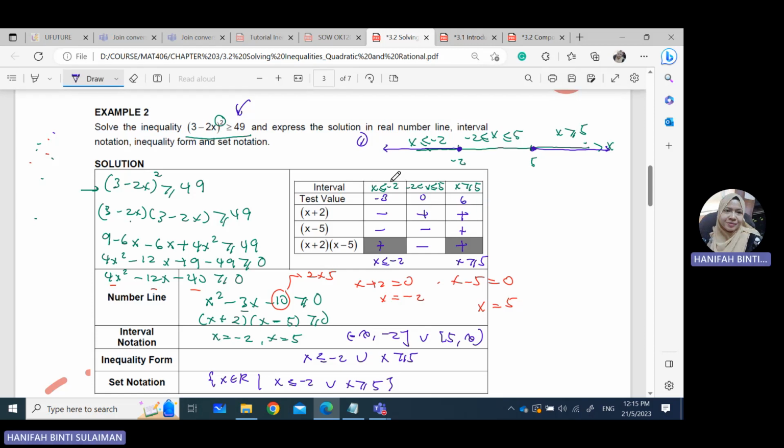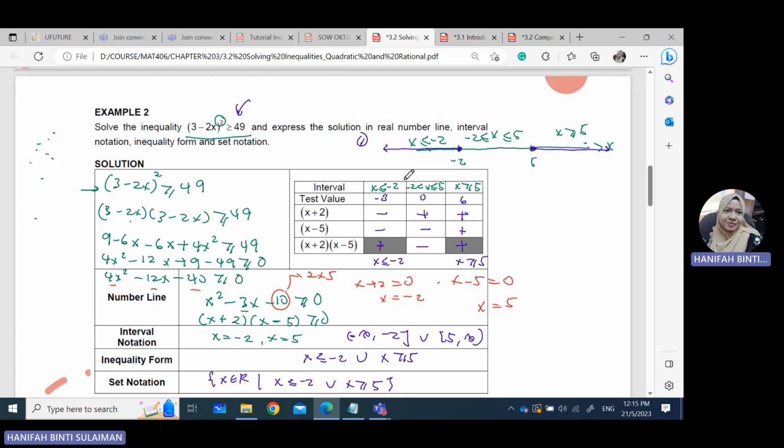So interval dia X less than negative 2. So kita ambil nilai yang kurang daripada negative 2. So kita ambil satu nilai, contohnya kita ambil nilai negatif 3. So we test on this one. So negative 3 plus 2, we have negative 1. So negative 1 is a negative value. So kita letakkan negatif di sini. Kemudian yang ini negative 3 minus 5, we have negative.